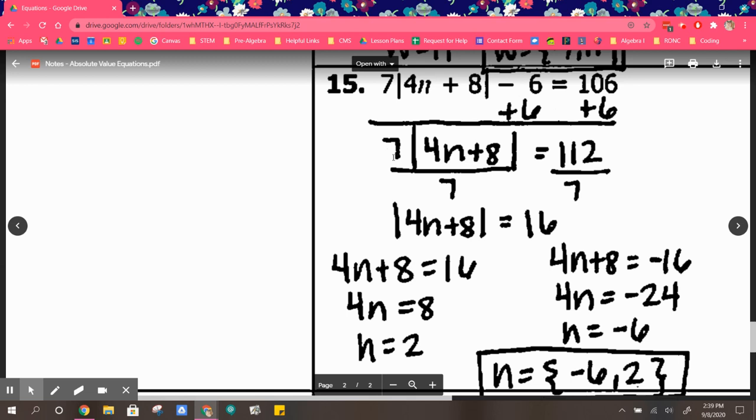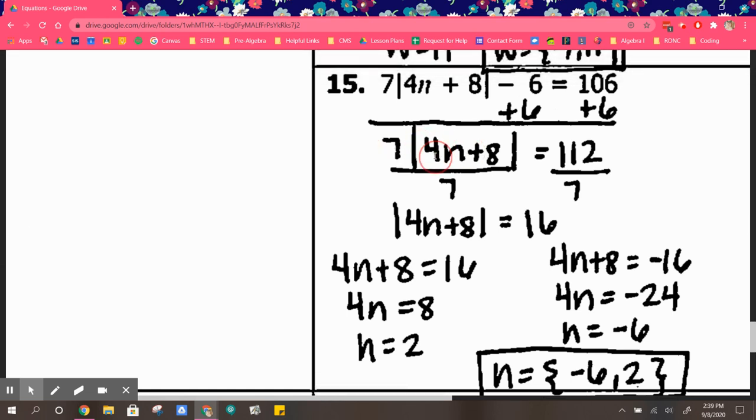Once we add 6 to both sides, we're left with 7 times the absolute value of 4n plus 8 equals 112. So now that we have this, we need to get rid of this multiplication. That's why we're dividing by both 7s here. So we have the absolute value of 4n plus 8 equals 16. At this point, our absolute value is isolated, so we are good to continue.